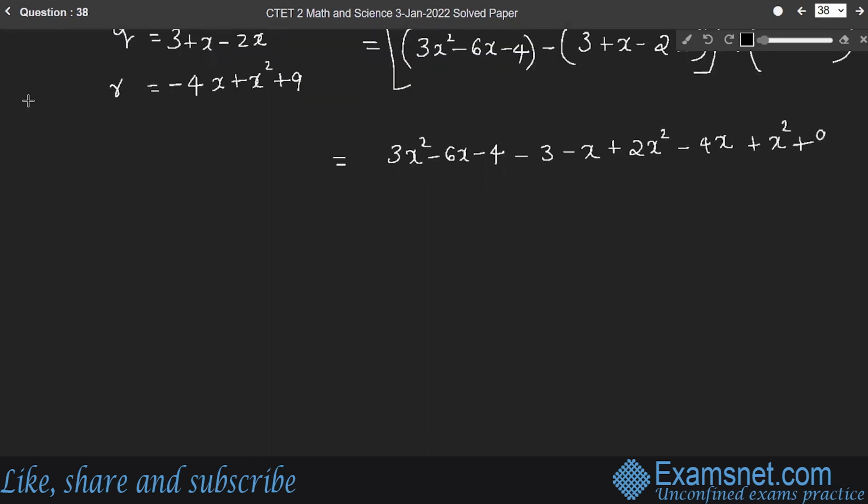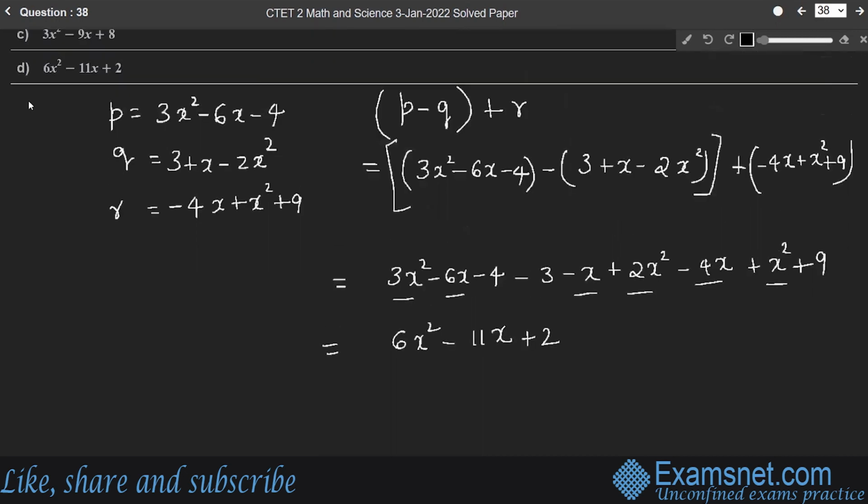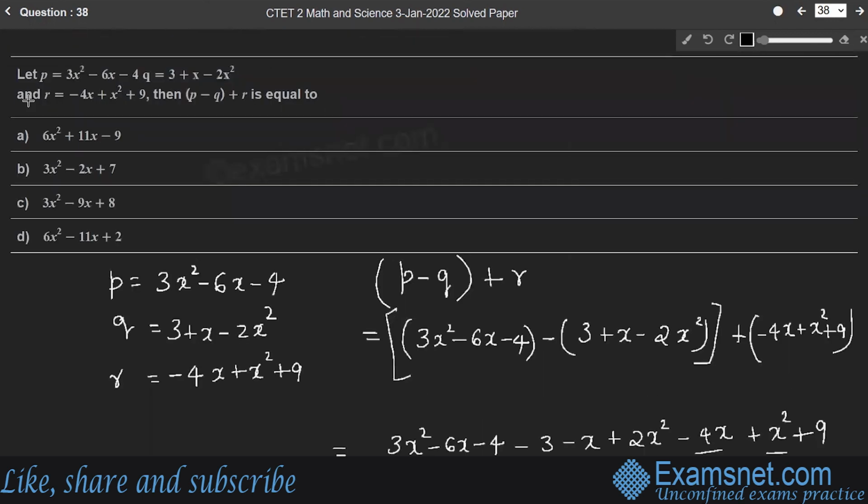Therefore, 3x square plus 2x square plus x square is 6x square, minus 6x minus x minus 4x, that is minus 11x, minus 4 minus 3 plus 9, which is plus 2. 6x square minus 11x plus 2. Option D is the right answer.